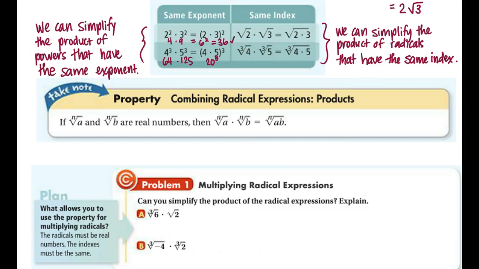multiplying. So in example 1, we have the cube root of 6, and we're multiplying the square root of 2. We are not able to simplify this product because the indexes are different. So that means the property from above does not apply.